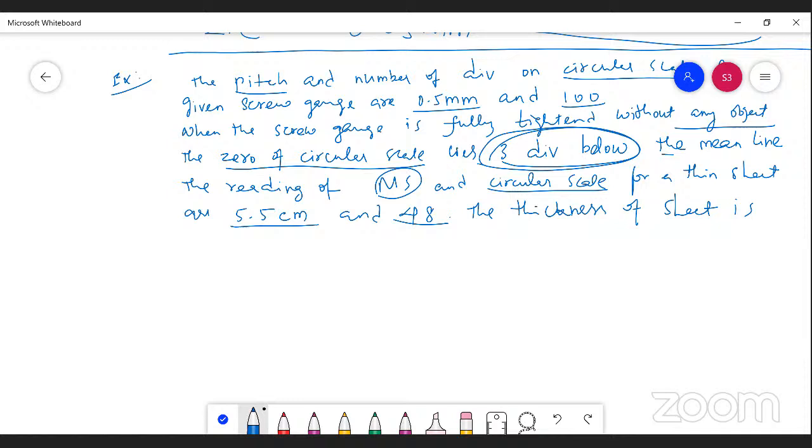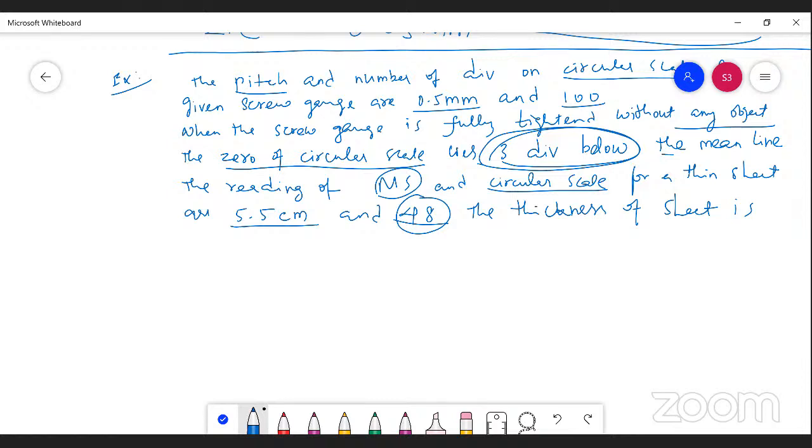The reading of the main scale and the circular scale for the thin sheet: when the sheet is included, the main scale reading is 5.5 millimeter. Main scale is nothing but the pitch scale, and the circular scale value is 48. 48 divisions coincide with the mean line. To find the thickness of the sheet, the error is required.